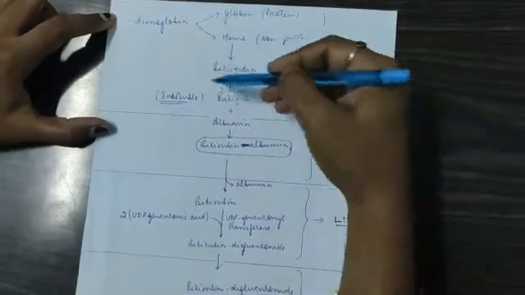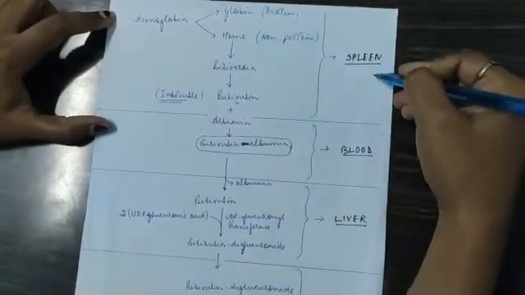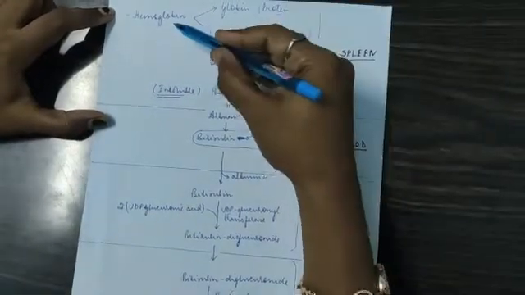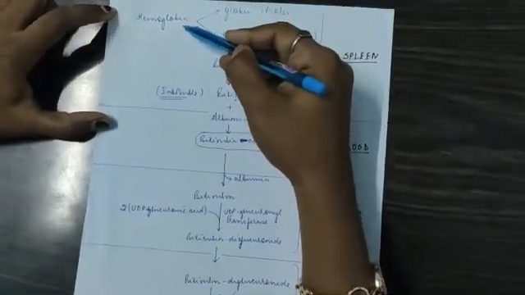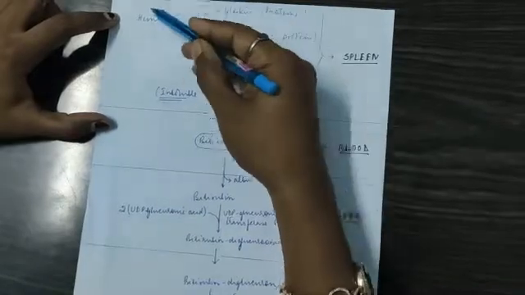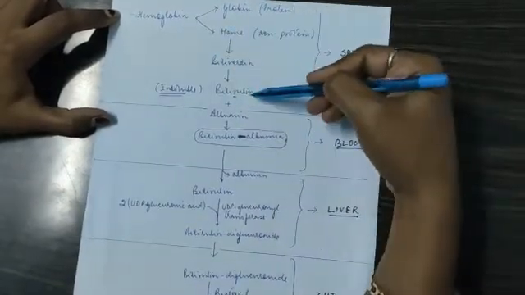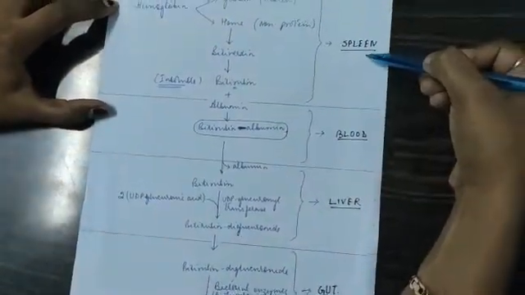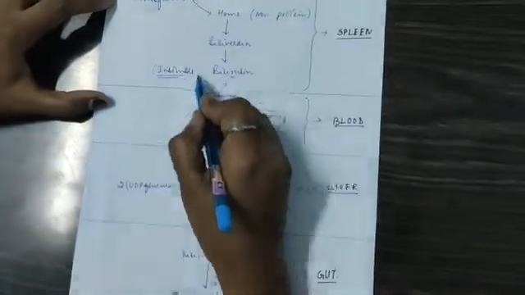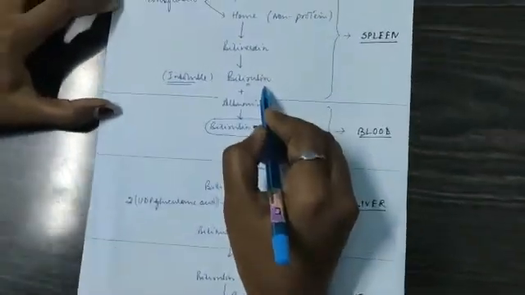And all this degradation occurs in the spleen. In the spleen, the red blood cells which contain the hemoglobin are lysed. From the RBCs we get the hemoglobin, and from the hemoglobin we get the bilirubin. So all this takes place in the spleen. Now bilirubin is insoluble in the plasma.